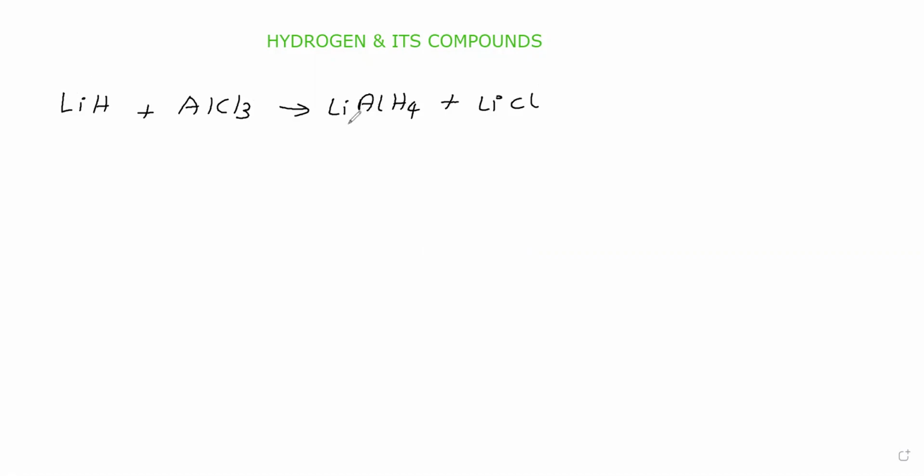Now lithium aluminum hydride, how will it be? That we will see. Lithium ion Li plus, aluminum hydride AlH4 minus. Lithium aluminum hydride we can write like this, Li plus AlH4 minus. This AlH4 minus, how to write? This Al, 4 hydrogens we will write. Negative charge we have to give to which one? That we have to see. That means how this lithium hydride reacts with aluminum chloride to give lithium aluminum hydride, that part we will see.